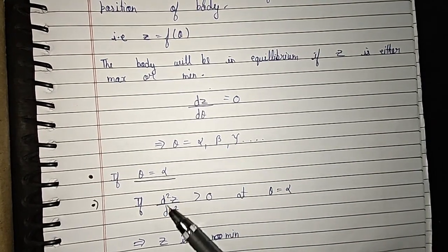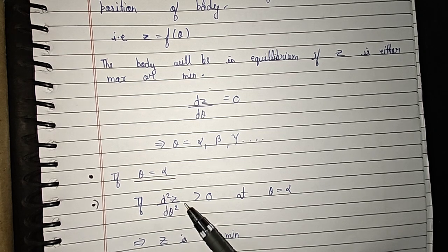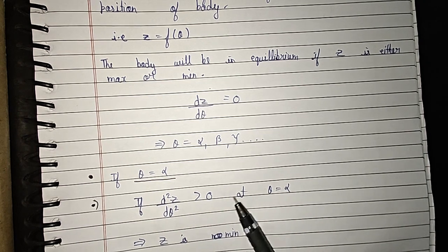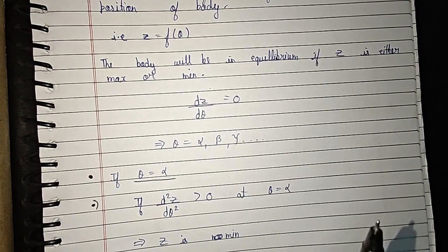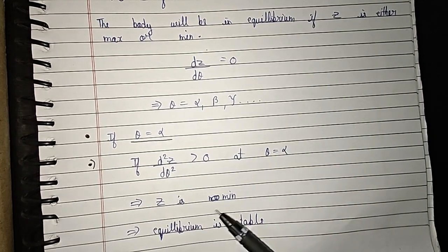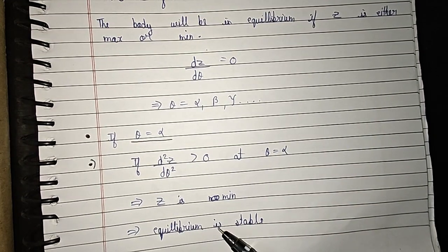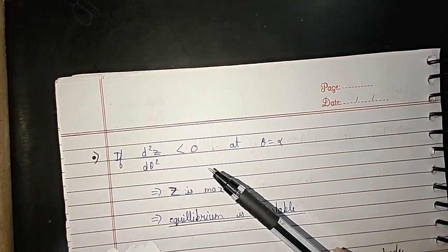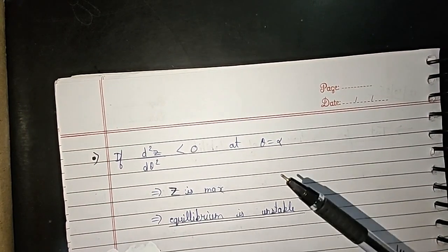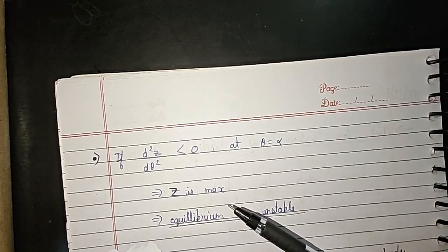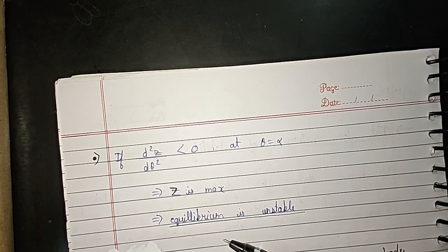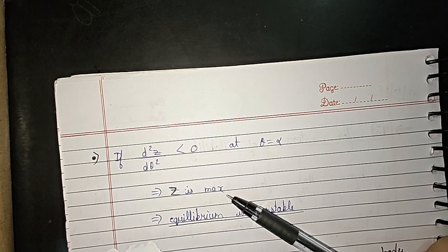If theta is equal to alpha, then if d square z upon d theta square is greater than 0 at theta equals alpha, then z will be minimum, which means height is minimum and equilibrium is stable. Now if d square z upon d theta square is smaller than 0 at theta equals alpha, then z is maximum and equilibrium is unstable because here height is maximum.